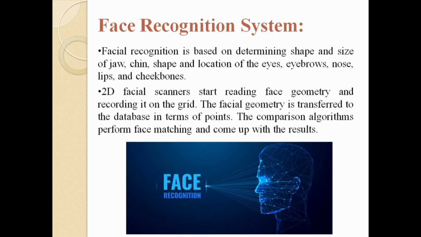In a 2D facial scanner, it starts reading face geometry and recording it on a grid. The facial geometry is transferred to the database in terms of points. These points will be matched with what we have stored in our database, so that the database can identify that this face is the user's face, not anybody else's. The comparison algorithm performs the face matching and comes up with the results.